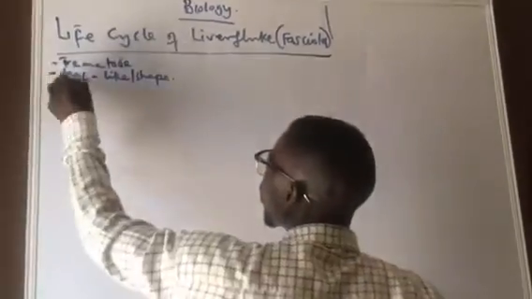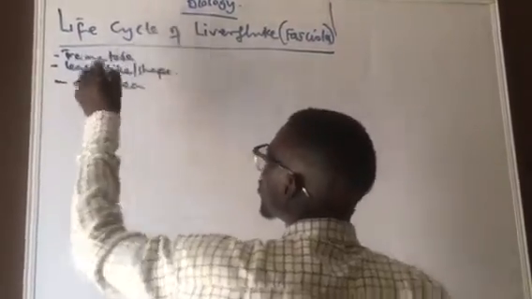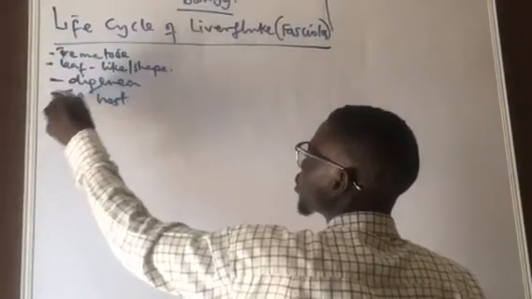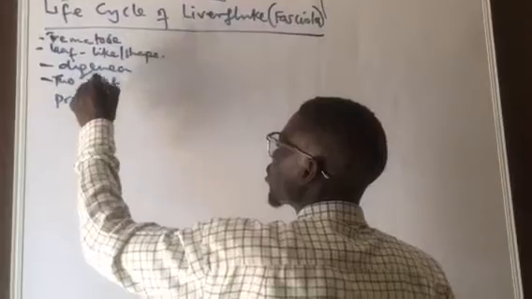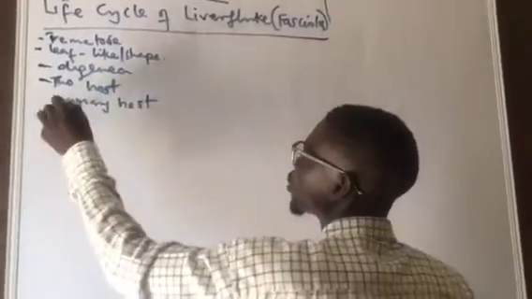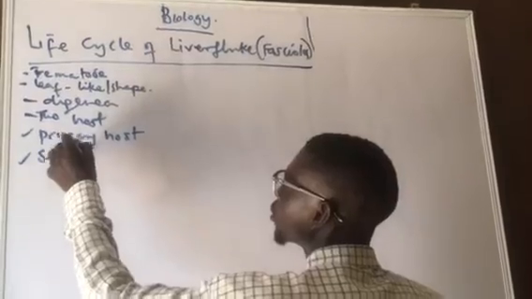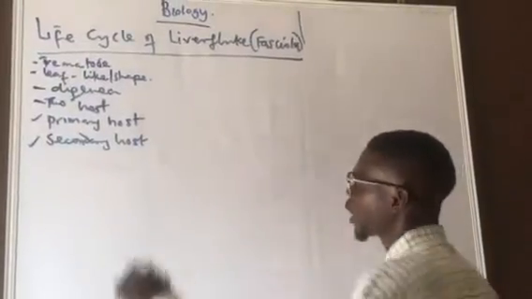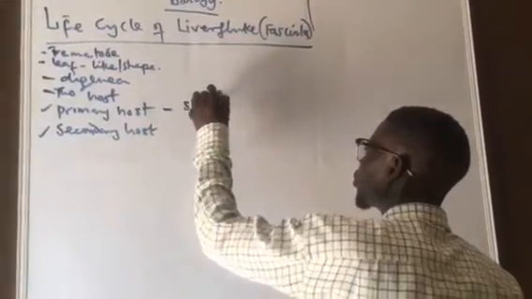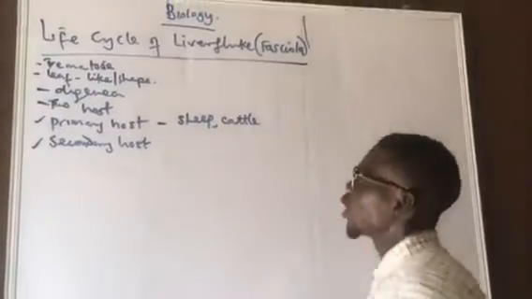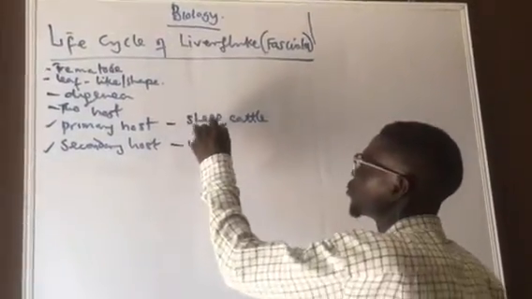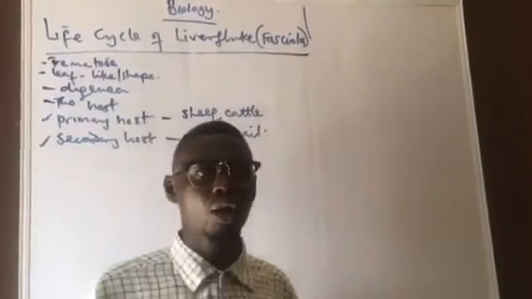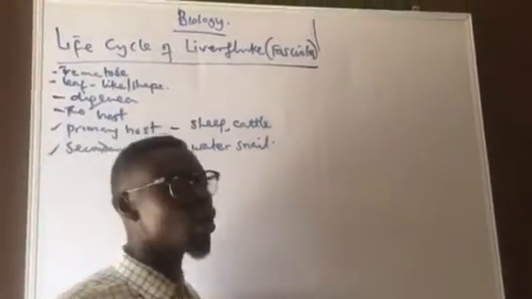They have two hosts: the primary host as well as the secondary, or the intermediate host. So when we talk about the primary host, we can have a farm animal like the sheep or cattle, and the secondary host is a water snail. So the organism completes its life cycle in two organisms.